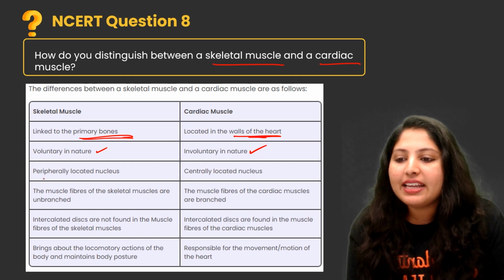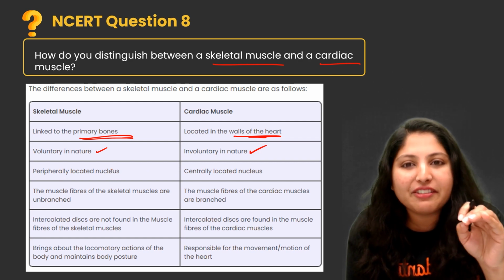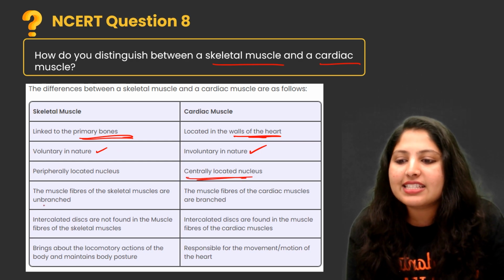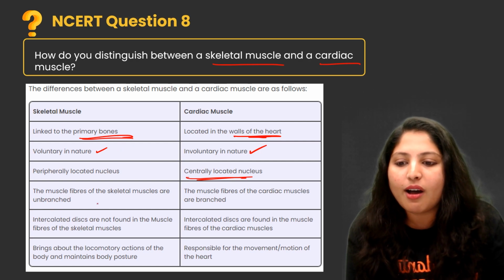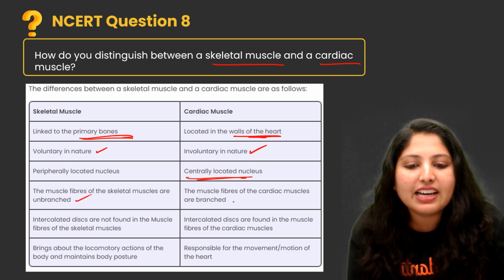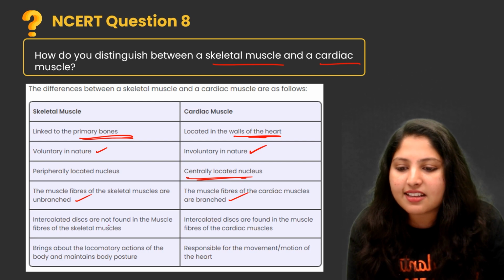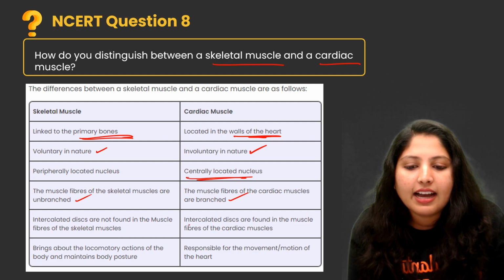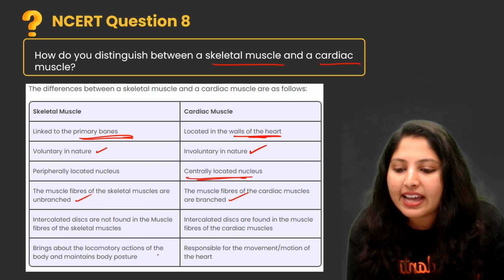Okay, next one, peripherally located nucleus. So the nucleus is present at the peripheral region, but in cardiac muscle, a centrally located nucleus is present. Next, muscle fibers of skeletal muscle are unbranched. So skeletal muscle contains unbranched muscle fibers, but here branched muscle fibers are present. Next, intercalated discs are not found in the muscle fibers of skeletal muscle, but here we can find intercalated discs.